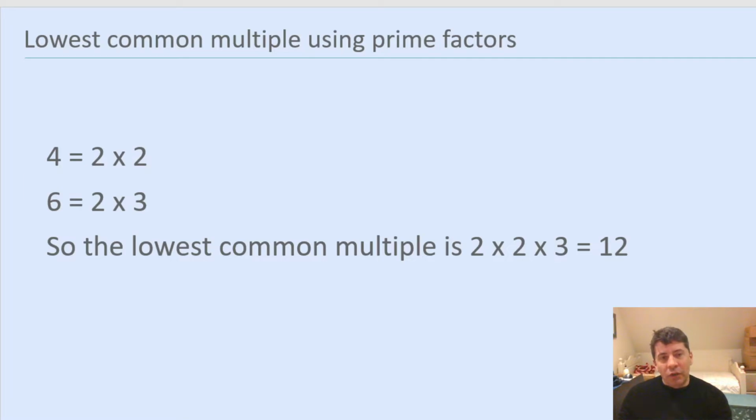So we don't need to take the 2 from 6 because we've already got that. We've already got 2 2's from 4. But we need to take the 3 from 6 because we haven't got that from the 4. So we get the 2 and the 2 from 4 and the 3 from the 6. And then we go 2 times 2 times 3 is 12. And we see that is the lowest common multiple. That is 12.